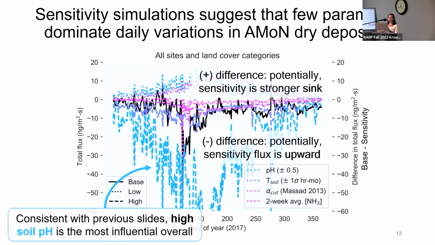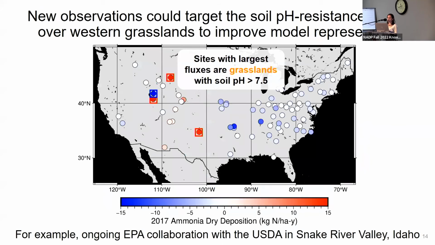Okay, and so we see, as hinted at earlier in the presentation, that high soil pH seems to be the most influential factor in our analysis overall. So what that leads us to conclude, in terms of the last question that I started off this presentation with, is that new observations might be especially useful if they were to target the soil pH and soil resistance relationship over the Western US in order to improve model representation of ammonia dry deposition.